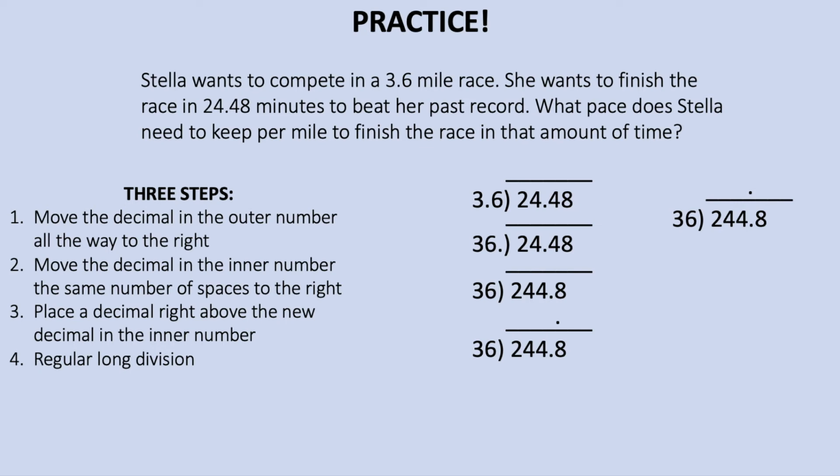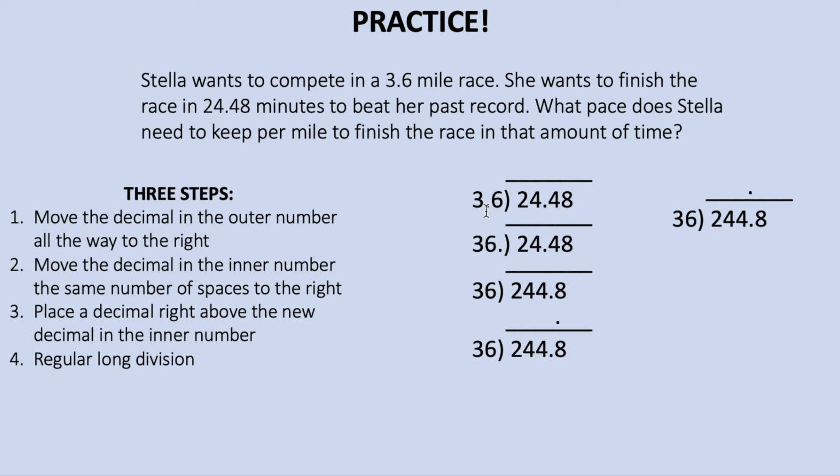So when we're looking at this problem, we see that she has 24.48 minutes to run 3.6 miles. So what you want to do is divide 24.48 minutes by 3.6 miles to see how many minutes she can spend on each mile. And when you're doing this, you want to remember your 3 steps of dividing decimals. So first, we're going to set up our division problem. So we have 24.48 divided by 3.6.